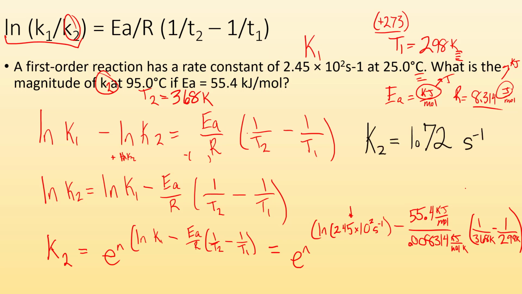K2 equals 1.72 times 10 to the something per second. And if you take a look, what happens to the units? Well, I got kilojoules per mole divided by kilojoules per mole Kelvin. So the kilojoules per mole cancel out. I'm really just left with Kelvin because it's 1 over Kelvin in the denominator. And then this 1 over the stuff is essentially 1 over Kelvin for the units. Kelvin cancels out. I'm left with per second. So that's how you do that.